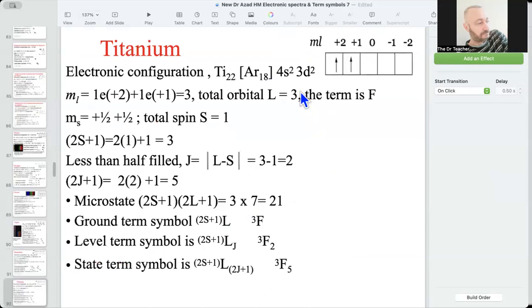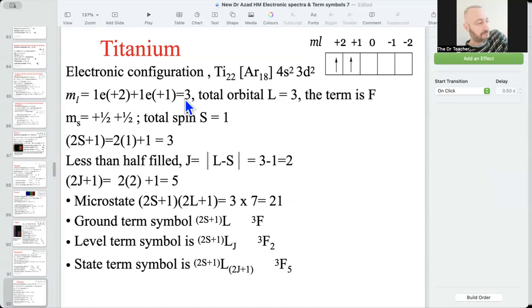Okay. Titanium, we have at the end 3d2. So we have 2 electrons. Ml is plus 2, plus 1, 0, minus 1, minus 2. So now what you have is 2 electrons in d orbitals. So you draw the suborbitals, 5 of them, because it's a d orbital. Put 2 electrons here. And now count the Ml. What do you do with the Ml? You say 1 electron times plus 2, plus 1 electron times plus 1. Finished. So plus 2 and plus 1 will be plus 3.